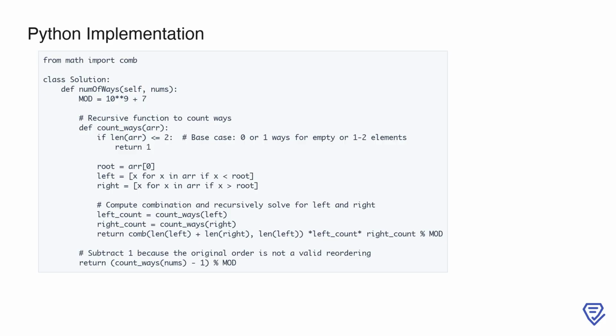The result is adjusted by subtracting 1 because the original order of the array is not considered a valid reordering. Finally, the result is returned modulo 10 to the power of 9 plus 7 to handle large numbers. The function uses a helper comb from Python's math module to compute combinations efficiently. The solution is optimized for clarity and correctness, avoiding unnecessary complexity. The algorithm handles edge cases such as small arrays and ensures modular arithmetic throughout to prevent overflow.